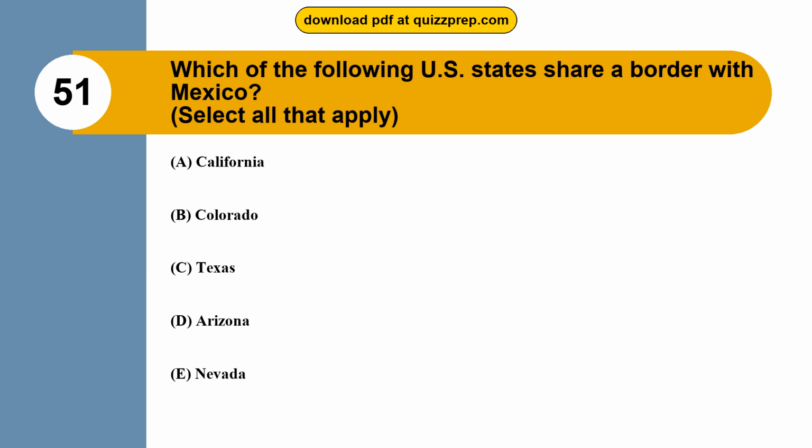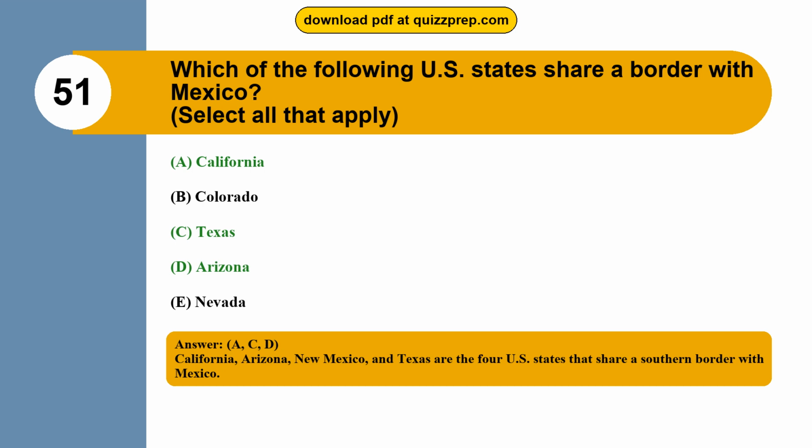California. Option B, Colorado. Option C, Texas. Option D, Arizona. Option E, Nevada. The correct answers are options A and C and D: California, Texas, Arizona. California, Arizona, New Mexico, and Texas are the 4 U.S. states that share a southern border with Mexico.